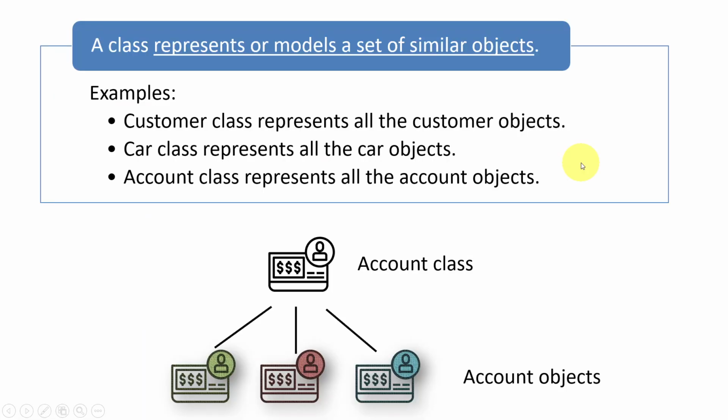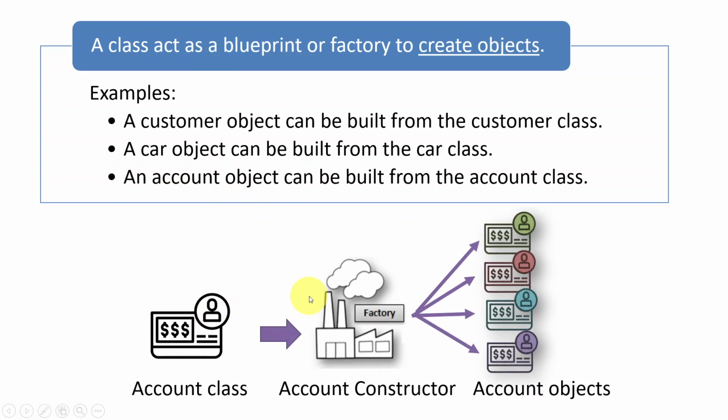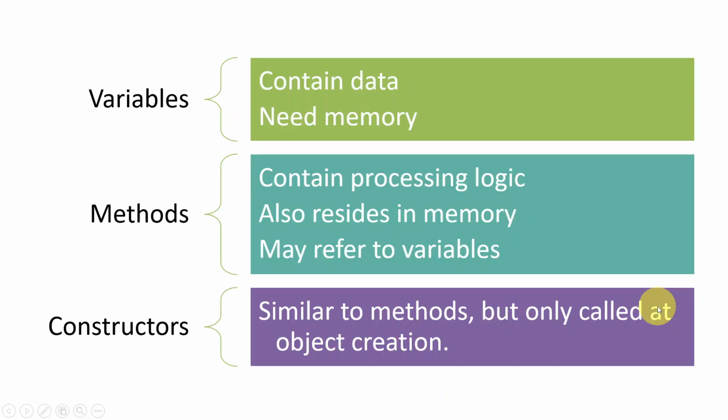So in order to represent all the customer objects, we can model a customer class. To represent all the car objects, we can model a car class. And similarly, to represent all the bank account objects, we can model an account class. And once we model a class, we can use that class as a factory or blueprint in order to create objects at runtime. Because when it comes to practical scenarios, it is objects that do certain tasks.